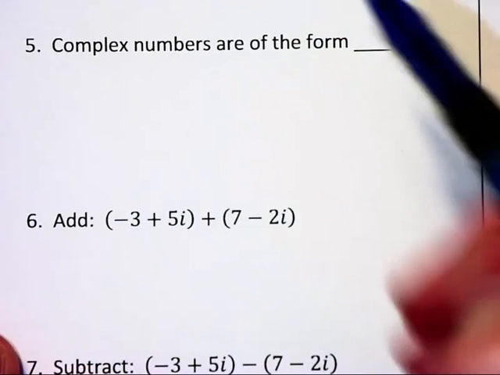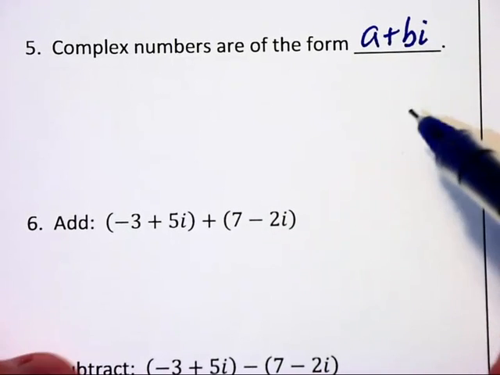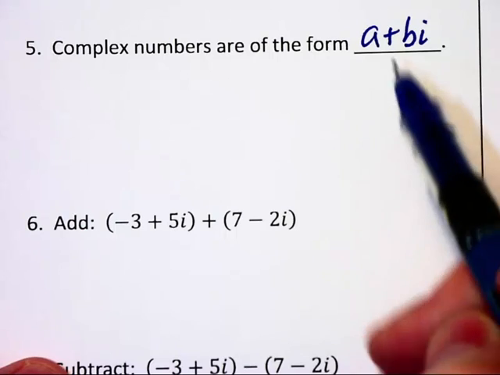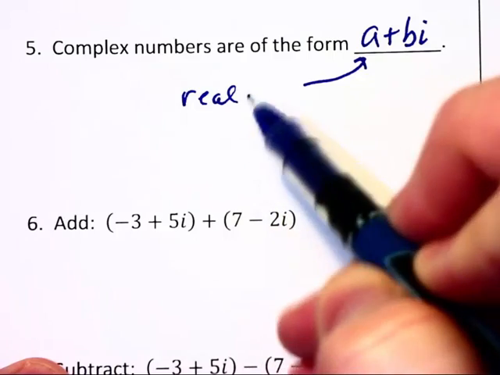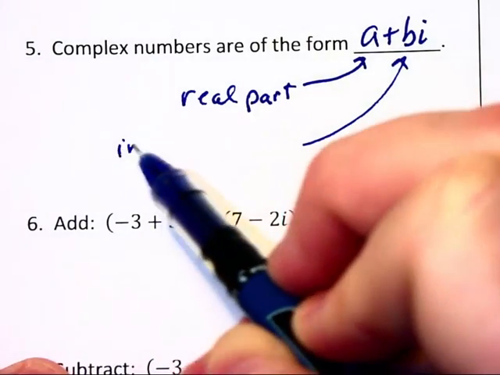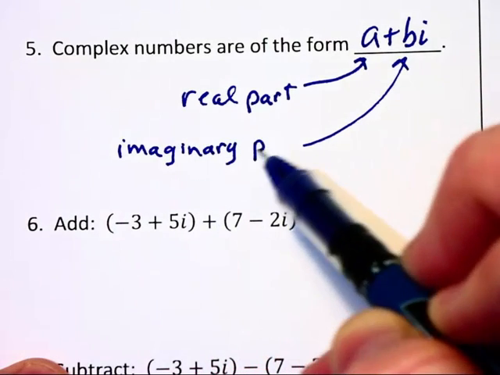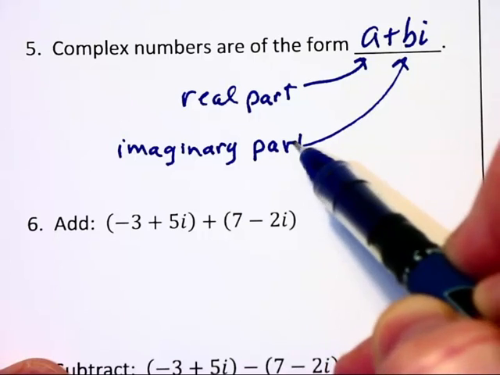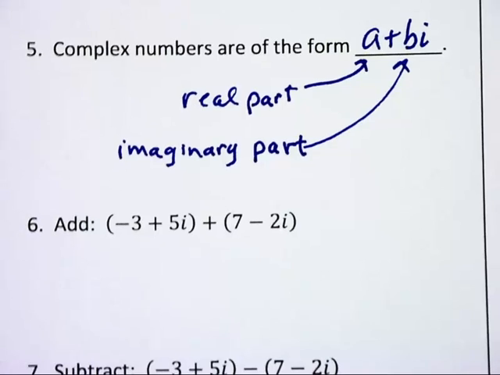Now, complex numbers are of the form a plus bi. It's what you get when you combine a real number and an imaginary number together. The a is considered to be the real part, and the bi is considered to be the imaginary part. It's kind of like a molecule where you join together two different elements to form a molecule. We're doing the same thing, adding a real and imaginary part together.